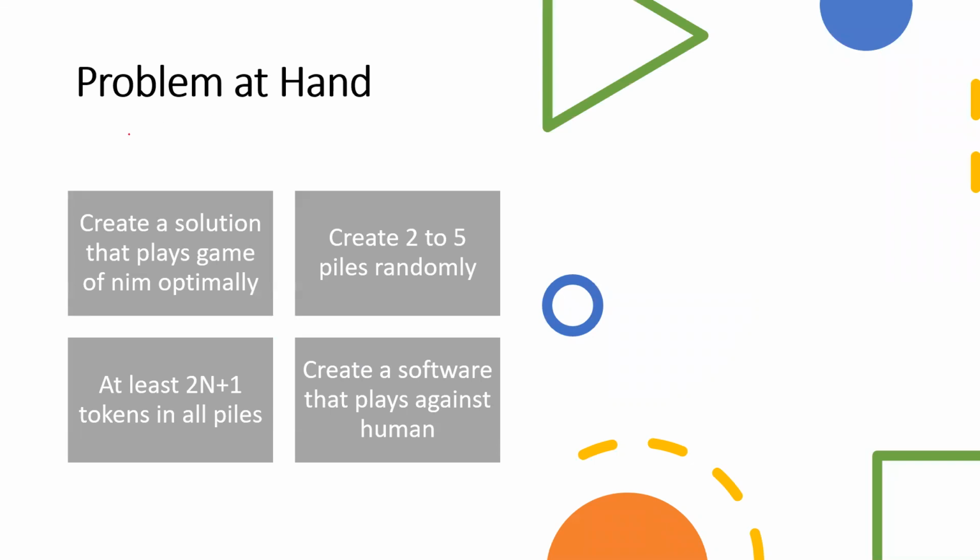Now the problem at hand is to create a program that plays the game against a human with a random number of piles selected from between 2 and 5, and the starting tokens will always be greater than 2n plus 1.